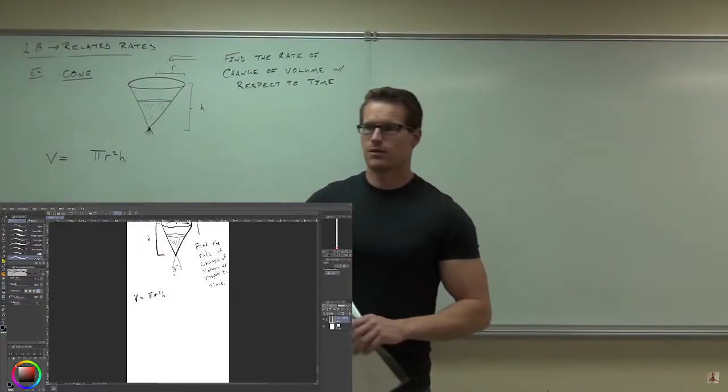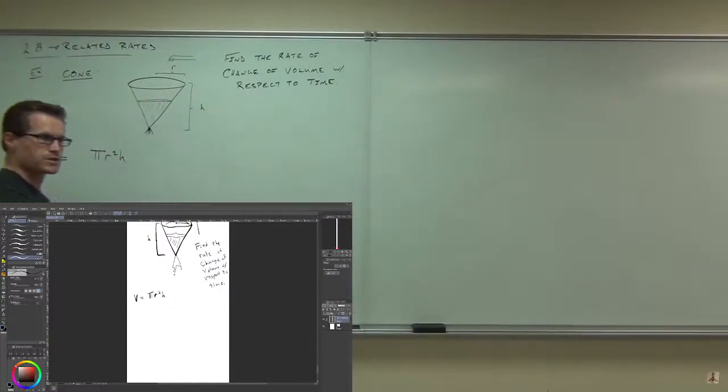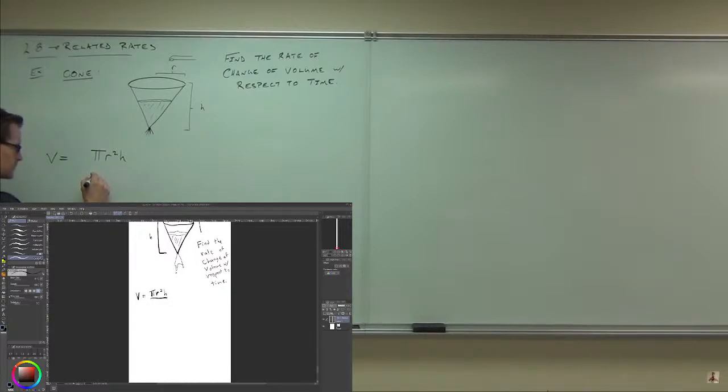To find the volume of a cone, you cut that in thirds. So it's 1/3 pi r squared h. Or pi over 3 r squared h.